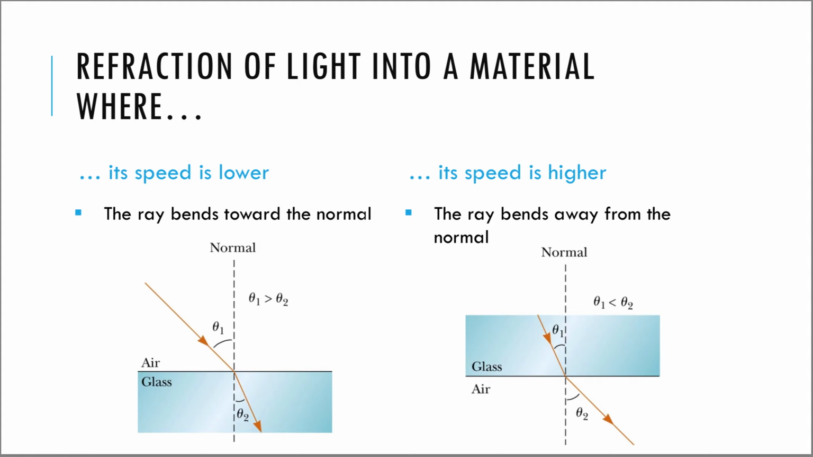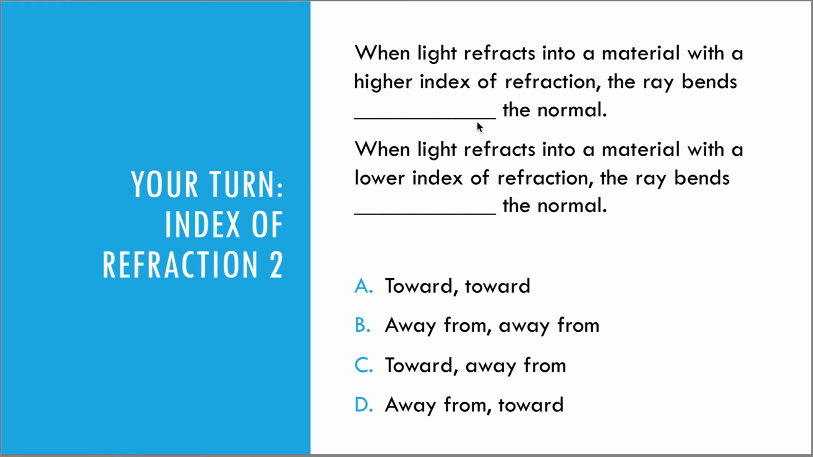So if we go back to the question here, when it goes into a higher index of refraction, that means it's going to move slower. So we just said that when it moves slower, the ray is going to bend toward the normal. When it's going to a lower index of refraction, it's going to move faster. So that means it's going to bend away from the normal. So the answer choice was C for this one.